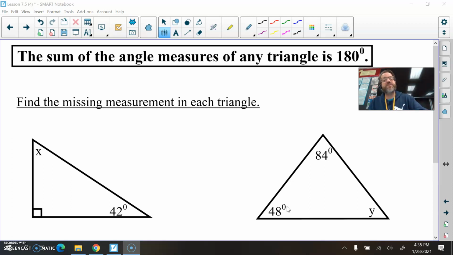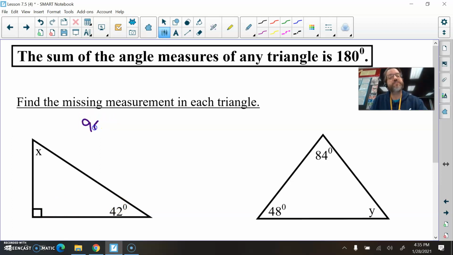So can I find a missing measurement if I'm given the other angles? If you look at this figure, if I want to find the measurement of angle X, can you think of a way I could do this? I know this angle here is 42 degrees. I also know this angle is 90 degrees. Well, if you take 42 plus 90 plus this angle here, it needs to have a sum of 180 degrees. So why don't I add together these two measurements that I already know, 90 and 42. I'll add those up.